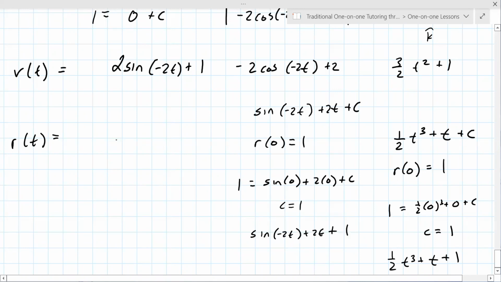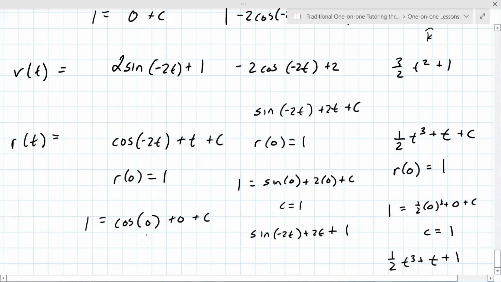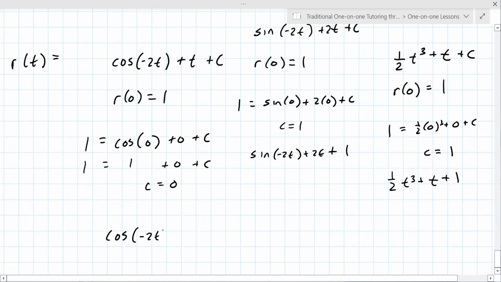And then over here, we've got cosine minus 2t, but there's a negative because the derivative of cosine is minus sine. Wait, no, wait a second here. Cosine gets you the minus sign, but then we multiply by that. Okay, plus t plus c. And then we have that R of 0 equals 1 again. So 1 equals cosine 0 plus c. Cosine of 0 is 1. So that means this time that c is equal to 0. So it's just cosine minus 2t plus t.